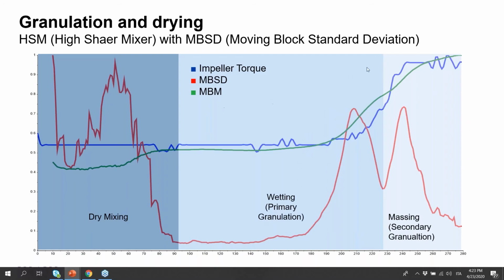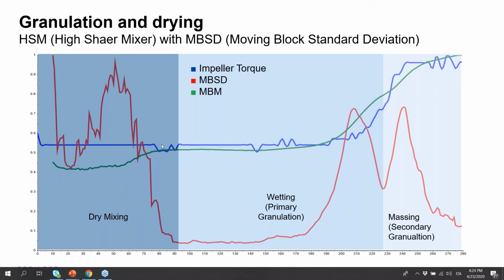And I want to show you this other interesting plot where we picture the moving block standard deviation in red, the moving block mean in green, and the impeller torque in blue. You see that there are clearly three phases: the dry mixing, the wetting, and the massing. In the dry mixing, the standard deviation of our spectra is changing, meaning that our products are mixing with each other. And it takes roughly 90, 95 seconds.